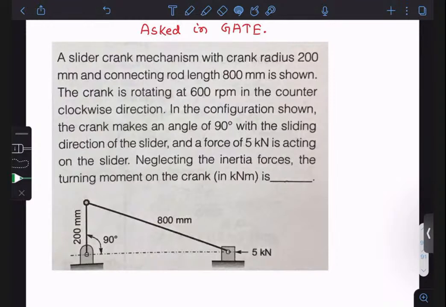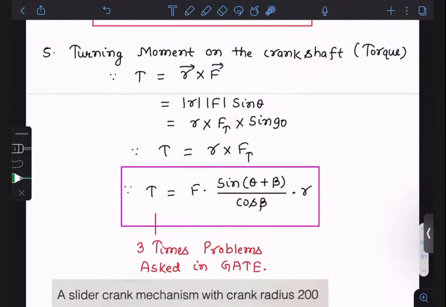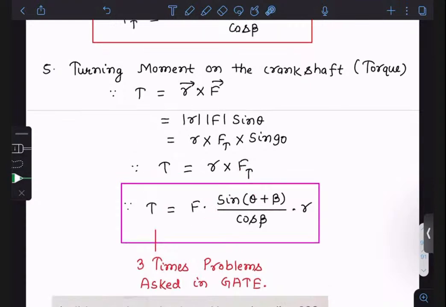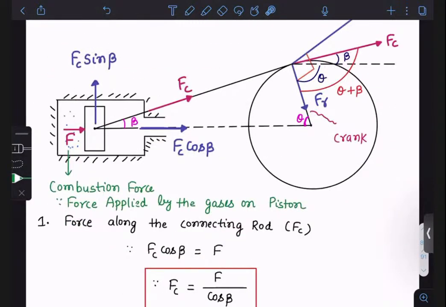See, I am going to solve it, everyone. How can we solve this quite easy problem? See here again, this is your F. That is the F force which we put here. You can see the force which is applied on the piston, that is called your F.